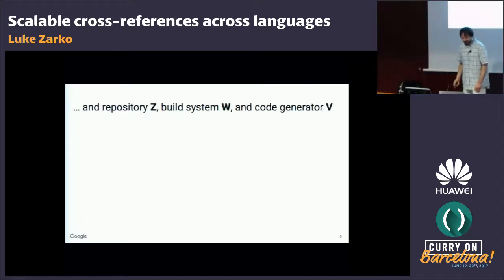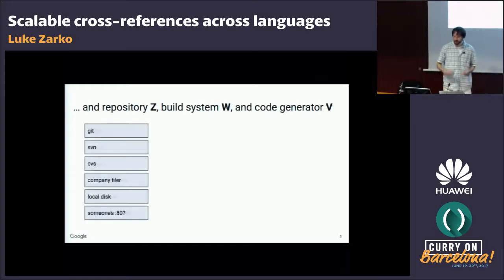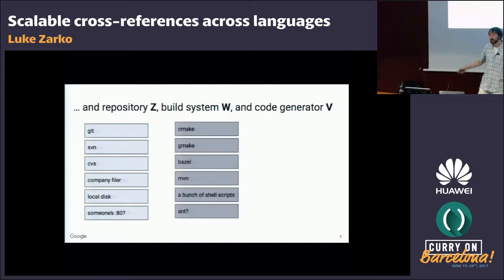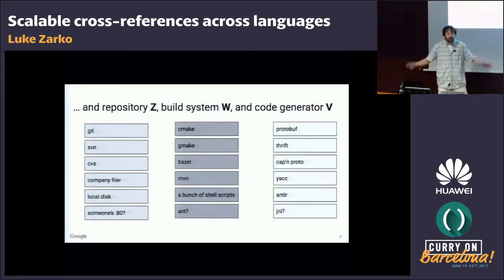But really, that's not the whole problem, right? You have some kind of source code repository that you're talking to. You're maybe using Git, Subversion, CVS, your company filer, your local disk, or you're just pulling code off of someone's port 80, right? You're using different build systems. You're using CMake, GMake, Bazel, Maven, a bunch of shell scripts, and maybe Ant. And you have some code generators involved too: protocol buffers, Thrift, Cap'n Proto, Yacc, ANTLR, or maybe the JNI. And your tools have to understand all of these things to be maximally effective.